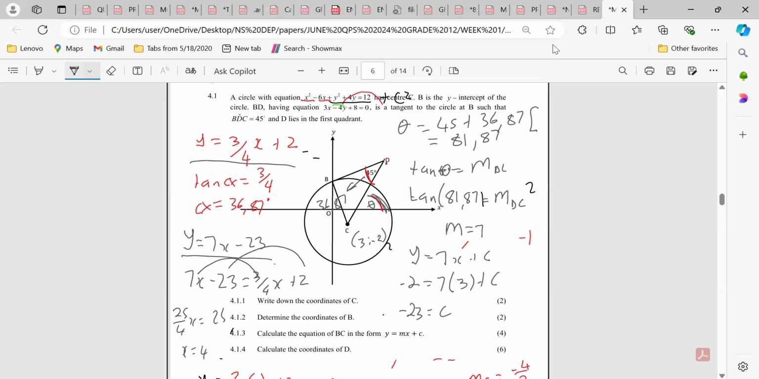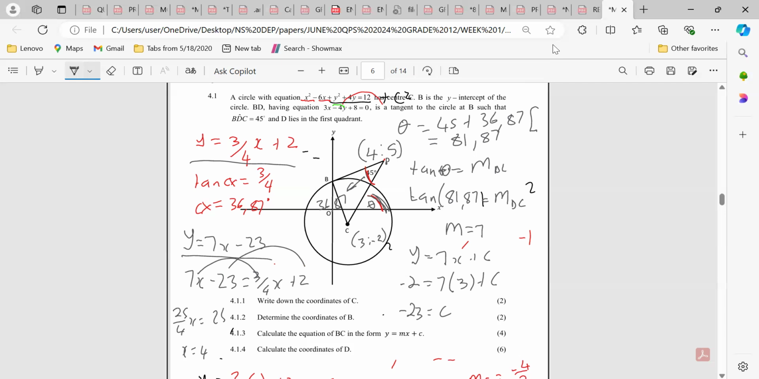And then come and substitute in this equation here. You say 4 multiplied by 7, 21. It's fine. It's fine. X is 4, y is 5. So you have the coordinates 4, 5.